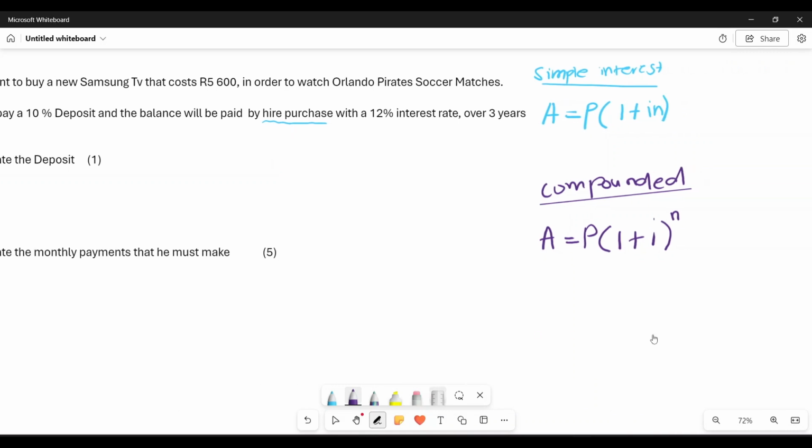Remember, on your compound interest formula, you divide your interest by your compounding period. So m, in this case, would stand for the compounding period, and your n you would also need to multiply by your compounding period. For example, if interest is compounded monthly, you multiply your number of years by 12 and also divide your interest by 12. But if your n is in terms of months, then there wouldn't be any need to multiply it by 12. For the purpose of this example, we're going to make use of simple interest, because the information tells us that this person is going to be paying via hire purchase. Whenever you have a hire purchase question, you would need to use simple interest.